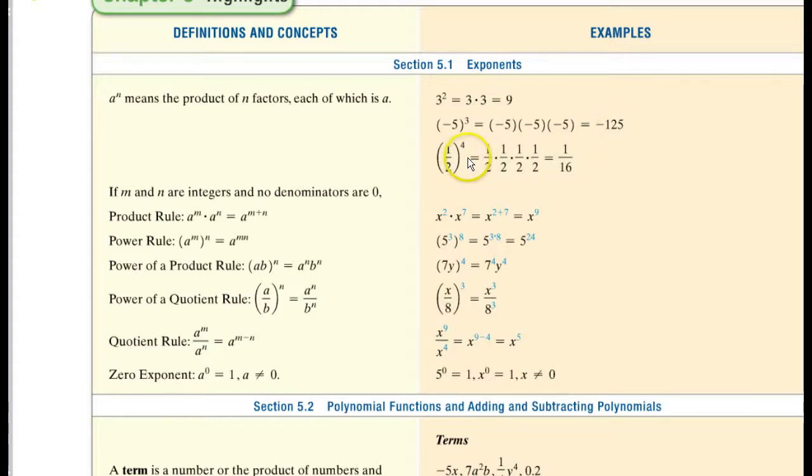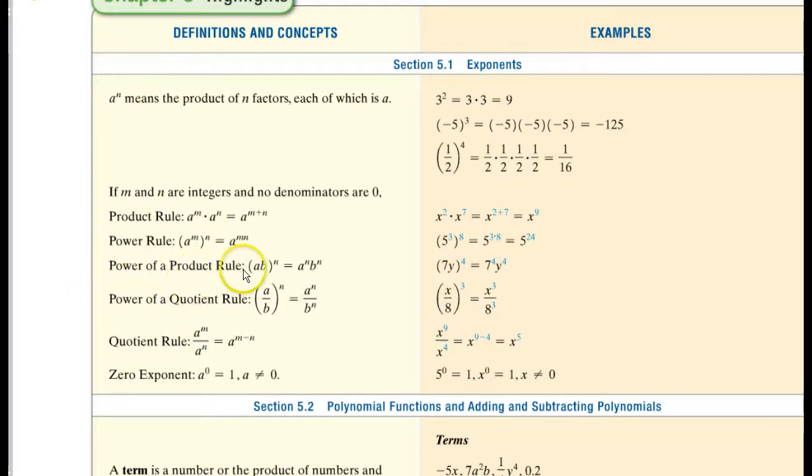And keep in mind, when we're raising a fraction to a power, the numerator and denominator, of course, are raised to those powers. So here are some of the rules, product rules. If your bases are the same, you just add your exponents. If your base is being raised to a power, that is something outside the parenthesis, you multiply exponents. This is the power rule. Notice the difference. Here there's no parentheses. Here we're raising a power to a power.